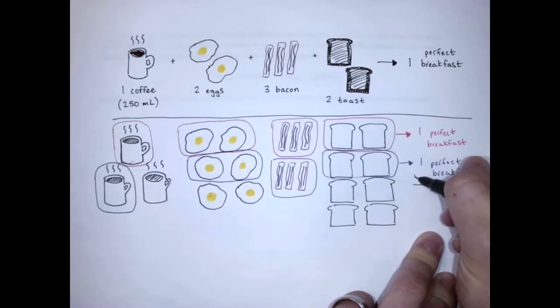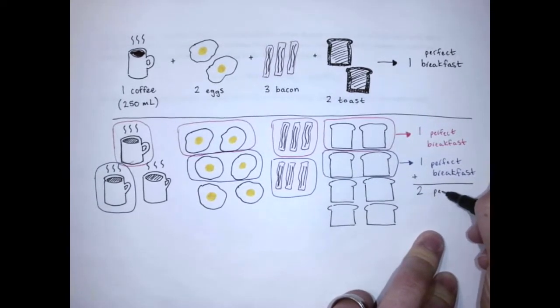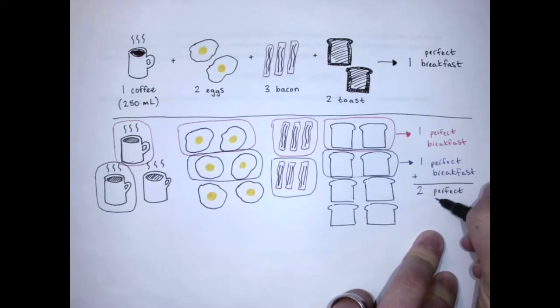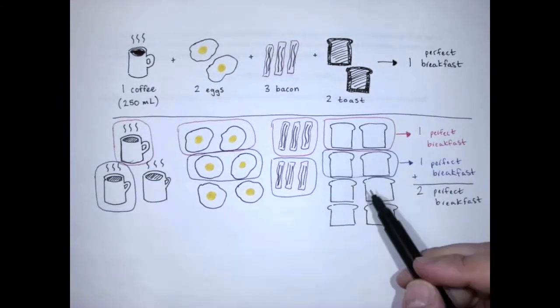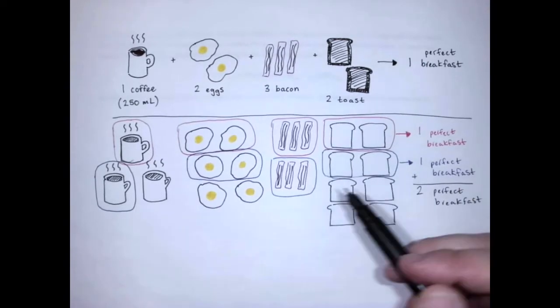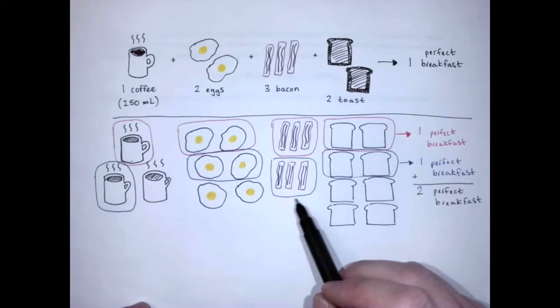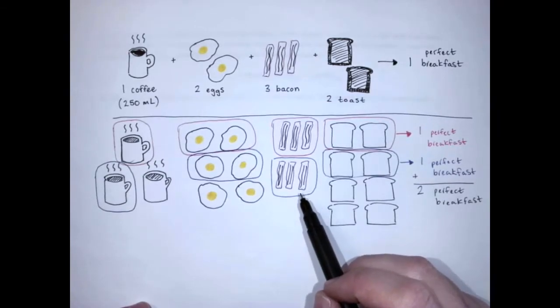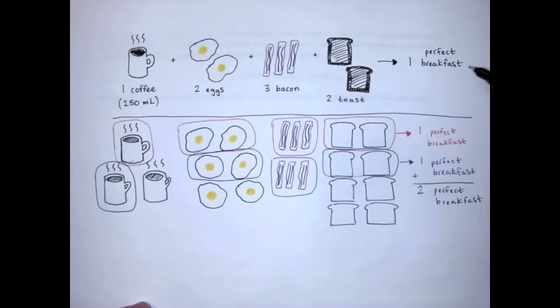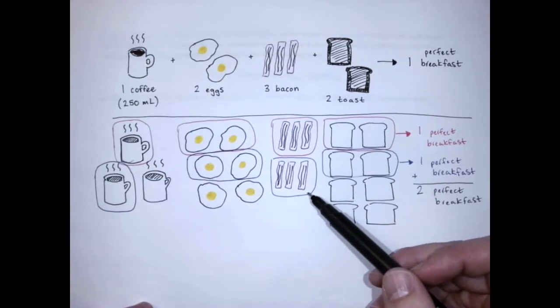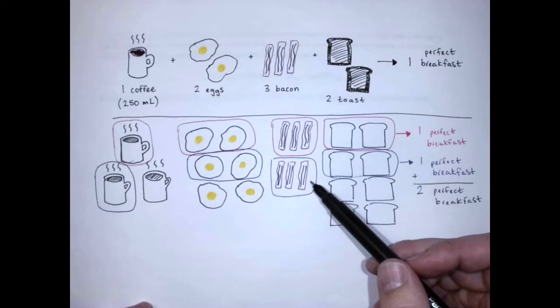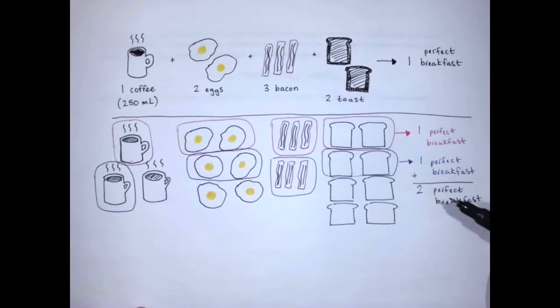Well, if I add these two together, I can only really make 2 perfect breakfasts because I'm limited by the bacon. I don't have enough bacon to make any more perfect breakfasts. And as you can see, the bacon was consumed first. The bacon was completely consumed in making these perfect breakfasts. And the amount of perfect breakfasts that I can make is limited by how much bacon I had. The bacon was the ingredient that we ran out of first.